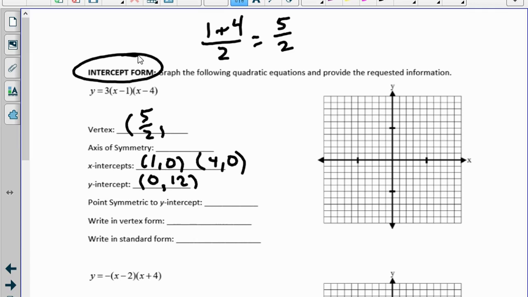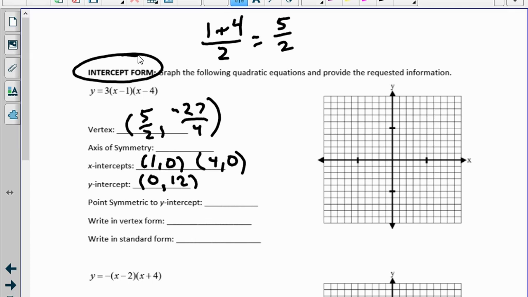So I get 3 times 1.5 times 1.5. Or times -1.5, sorry. So I get 3 times 3/2 times -3/2. If I do all of that, I get -27/4. So -27/4 is the y value of the vertex. -27/4 is like -6.75 if you want to think about where that is.